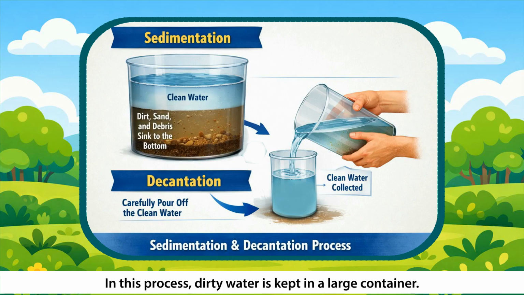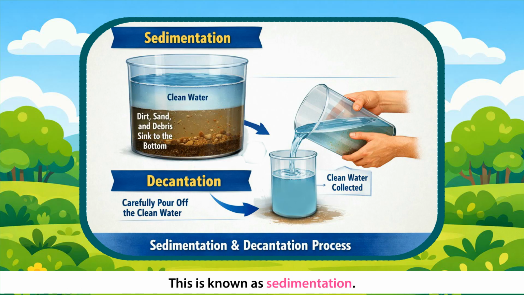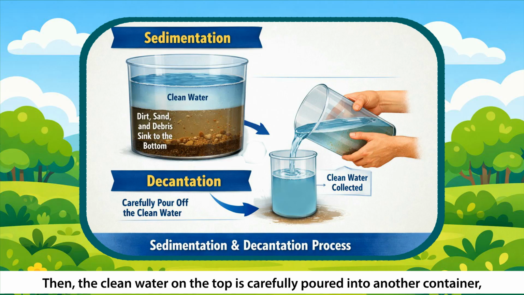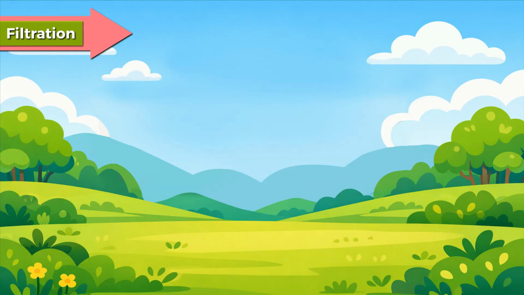Sedimentation and decantation. In this process, dirty water is kept in a large container. The heavier particles such as dirt, sand, and debris sink to the bottom. This is known as sedimentation. Then, the clean water on the top is carefully poured into another container, leaving the dirt behind. This process is called decantation.